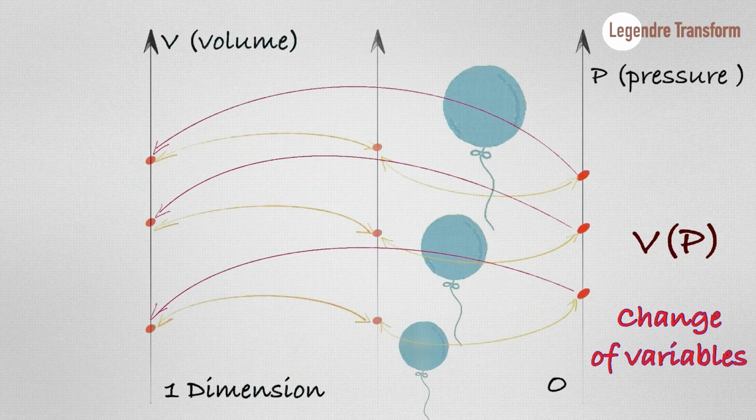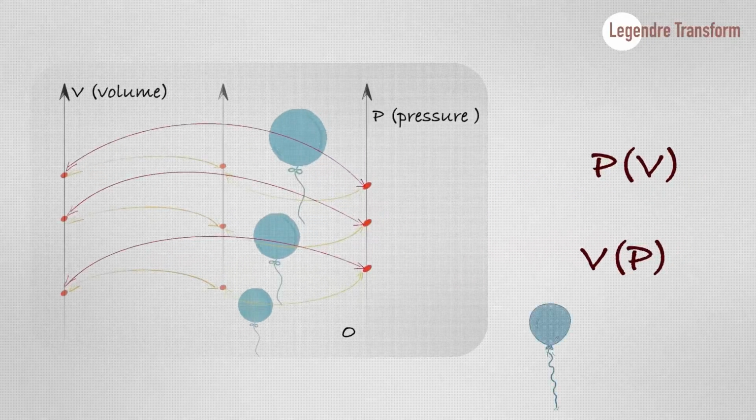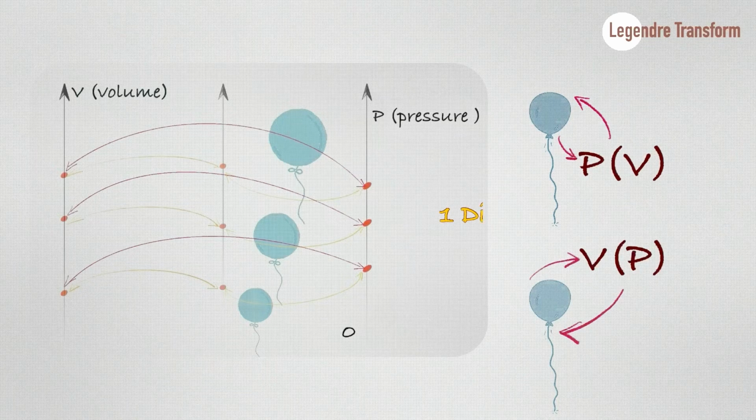Similarly, we can make a function pressure of volume, where the volume tells us completely which balloon we're talking about. And this balloon has one pressure, and that would be the output of our function, pressure as a function of volume. So we have volume as a function of pressure, pressure as a function of volume. We have this space of balloons on which we have two different variables. So we have two different variables stuck in a one-dimensional space.